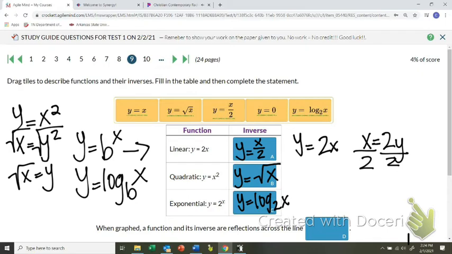Alright, the bottom part says, when graphed, a function and its inverse are reflections across what line? y equals x. That is because I can have a reflection over the x, and I can have a reflection over the y.